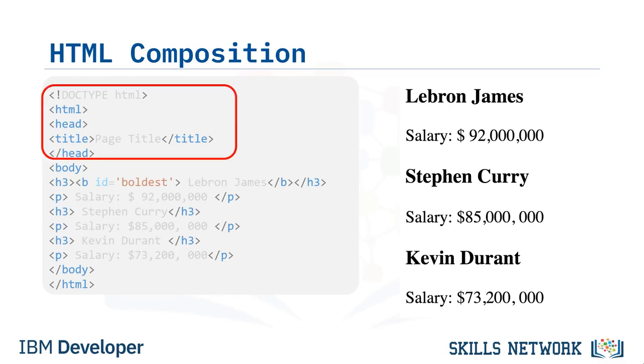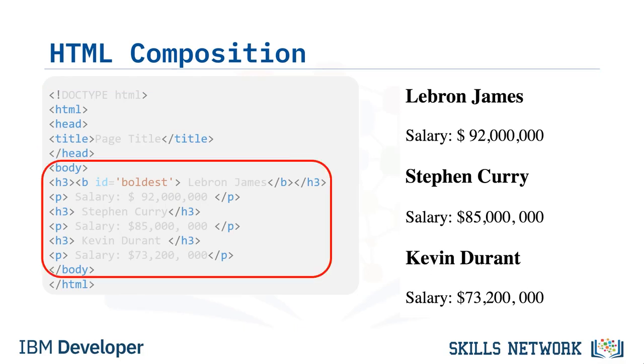The first portion contains the doctype HTML, which declares this document is an HTML document. The HTML element is the root element of an HTML page. And the head element contains meta information about the HTML page. Next, we have the body. This is what is displayed on the web page. This is usually the data we are interested in.